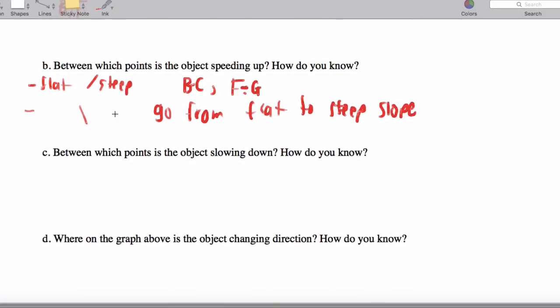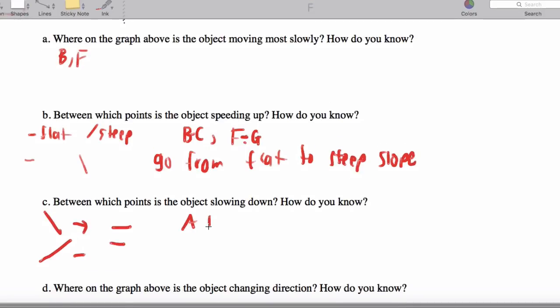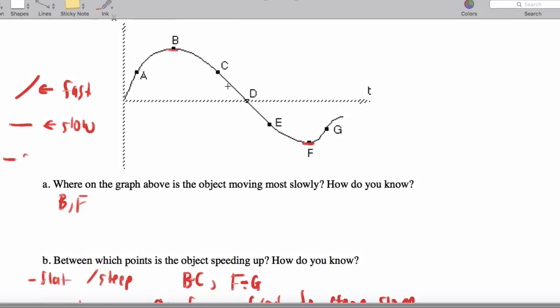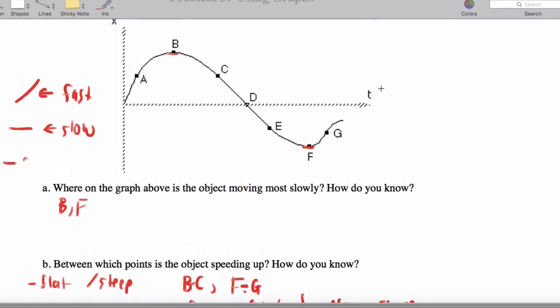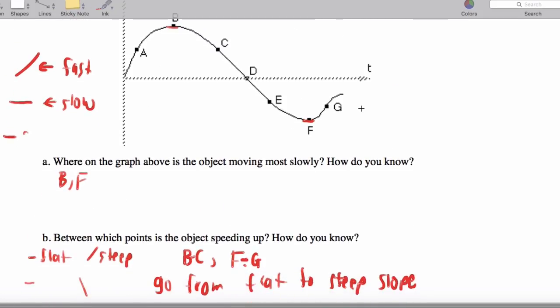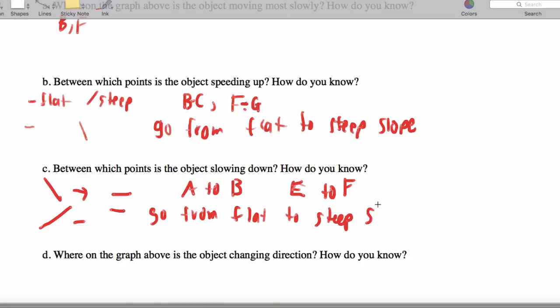Now, it's the exact reverse for part C. We need to go from steep to flat, or like this. So what that means is going from A to B, also from E to F. And what this means for us, why do we know this? Because we go from steep to flat slope.